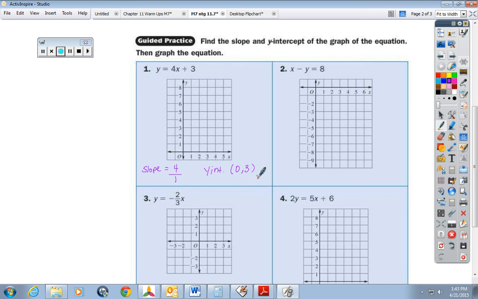Now we rise and run. How many points are we going to rise? 4. 1, 2, 3, 4. How many points are we going to run? 1. I can't fit another point on there, so I'll just connect these two dots. We could also use a t-chart. The first point, if we use 0, would be (0, 3), and the next point would be (1, 7). So this is just a faster way of doing it without having to use the t-chart.